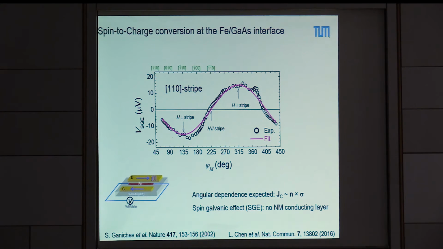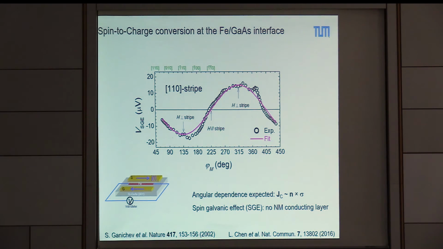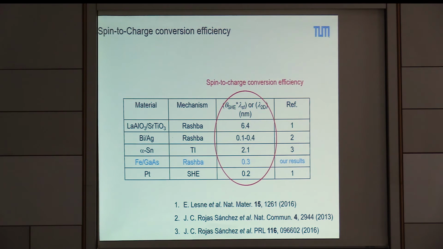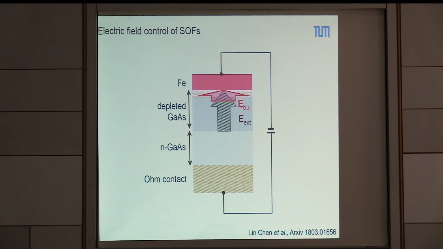And we call it a spin galvanic effect because there's no non-magnetic conducting layer, right? So our system is sitting on gallium arsenide, and this gallium arsenide is non-conducting. So we measure really within the same layer at this interface. Now you can argue, of course, this interface neither belongs to iron nor to gallium arsenide. So it's this special channel at the interface. And again, you can compare to other spin-to-charge conversion efficiency. And again, we're not the worst ones, but it's very close, actually.